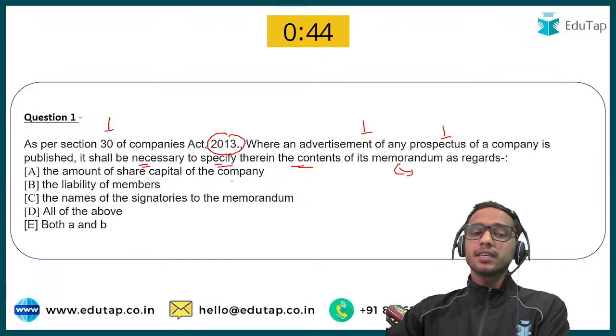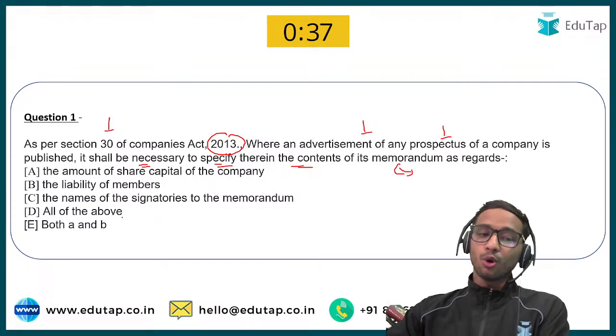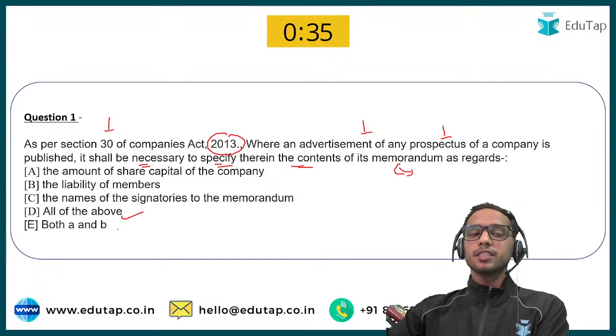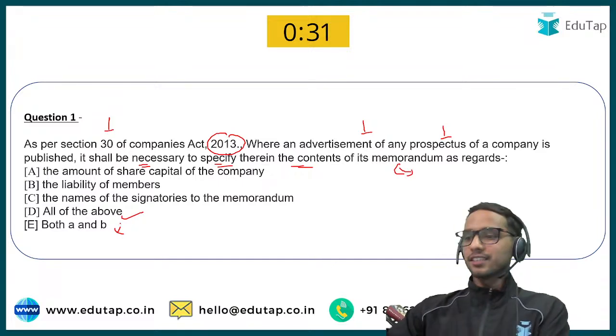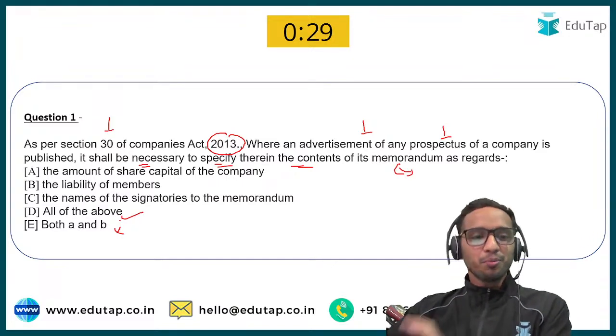B option says the liability of the members. C option says the names of the signatories to the memorandum. D option says all of the above, and E option says both A and B. So the correct option would be option number D, and let me check in the chat section. Yes. So most of you are correct.